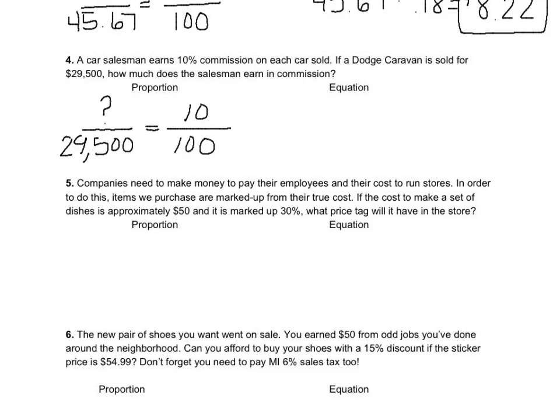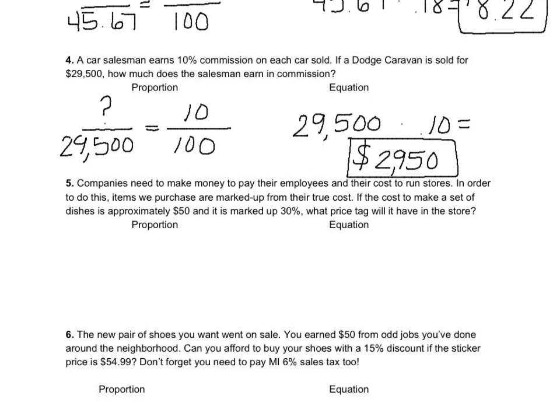If you were to use the equation method, 29,500 times 0.10 for the decimal. And this might be one, just because of using 10%, that you might be able to do mentally, whether you're using the proportion or equation. The amount that that particular salesman would earn in commission is $2,950. And that's kind of his bonus for selling that vehicle.